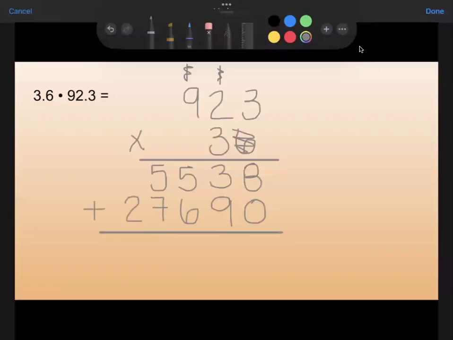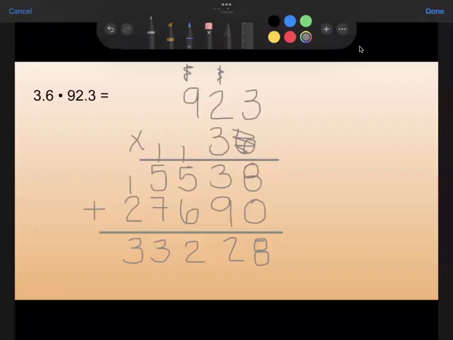Okay. Now we are going to do 8 plus 0, which is 8. 3 plus 9, which is 12. Regroup the 1. 1 plus 5 is 6. 6 plus 6 is 12 again. Regroup the 1. 5 plus 7 is 12, plus 1 is 13. And then 1 plus 2 is 3. So we get 3, 3, 2, 2, 8.